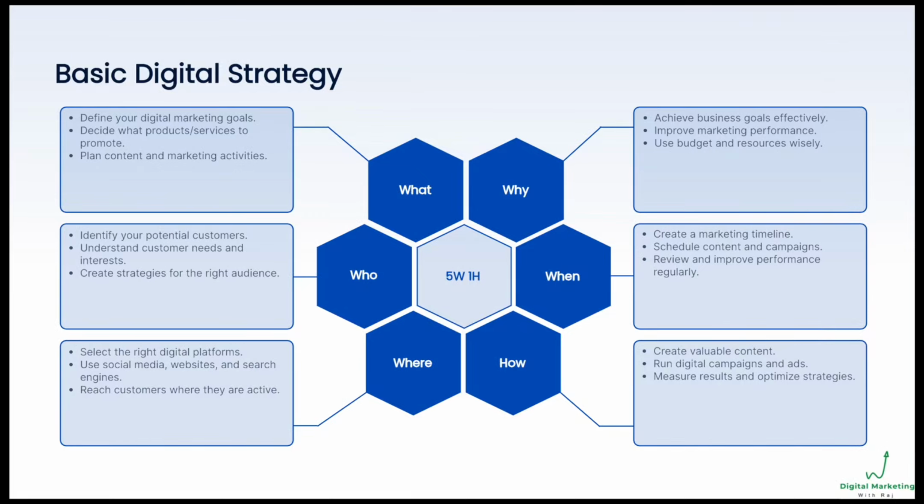Fourth is where. It means selecting the right platforms where customers are active, such as social media, websites, and search engines. Fifth is when. It focuses on planning timelines, scheduling content, and reviewing campaign performance regularly. Finally, how explains the methods used to achieve goals such as creating valuable content, running digital campaigns, using advertisements, and measuring results. A proper digital strategy helps businesses make better decisions, reach the right audience, and achieve better marketing results.